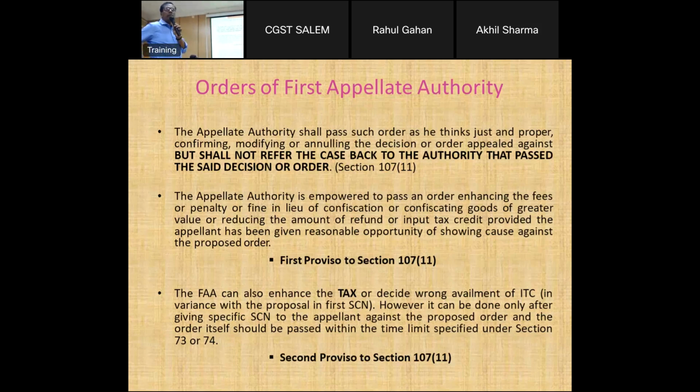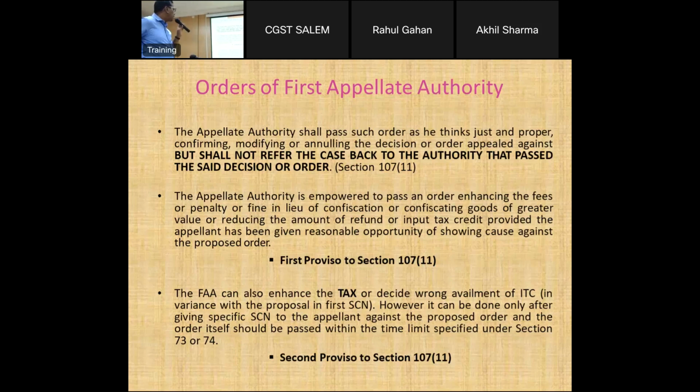This reasonable opportunity means that even for the adjudicating authority and the appellate authority, you have to give a personal hearing to the taxpayer. You have to give the taxpayer an opportunity to state his stand. He will say that your order is not correct, and this is my position. For that, you have to give a chance. Whether it is the adjudicating or the appellate authority, they have to give a chance. A reasonable opportunity of showing cause against the proposed order.